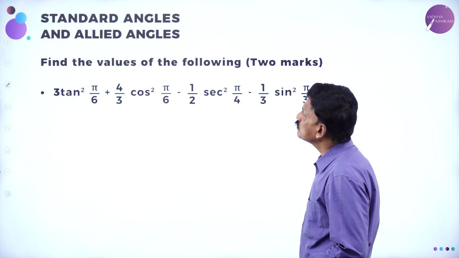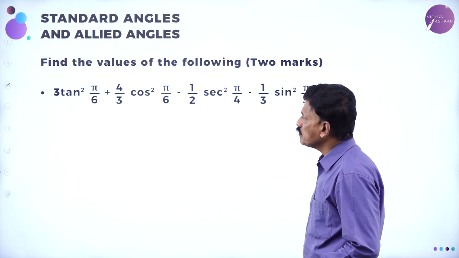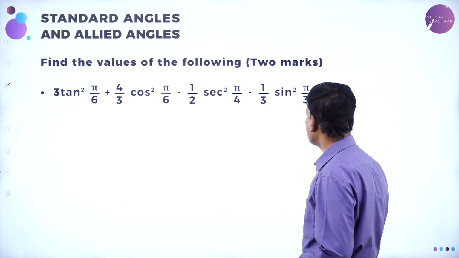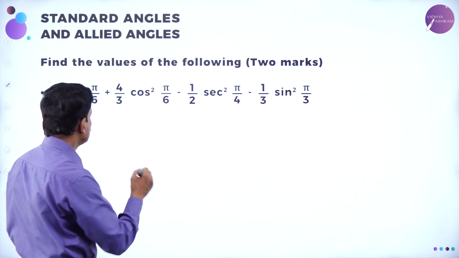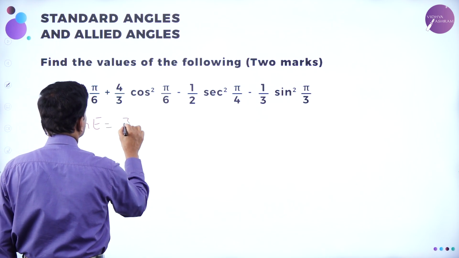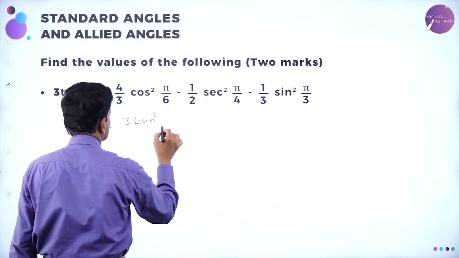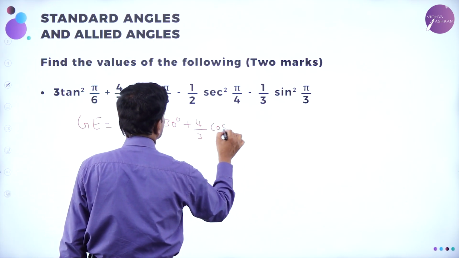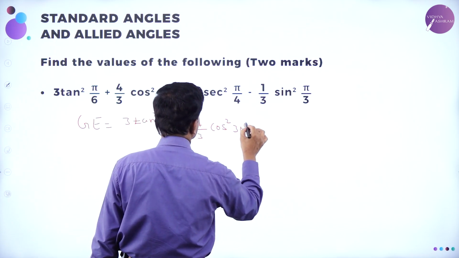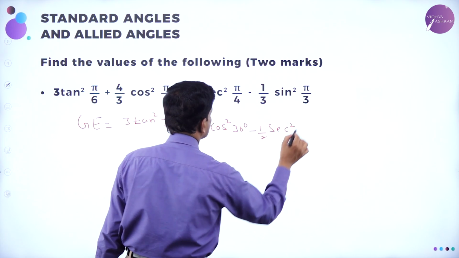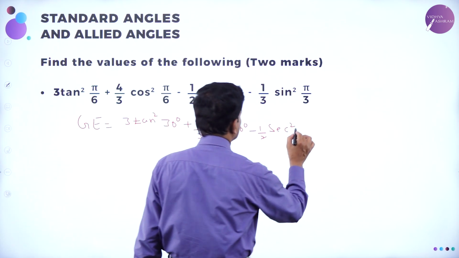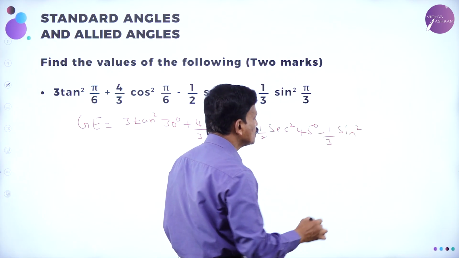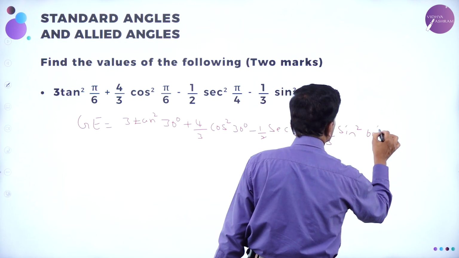Now move on to the next problem. Find the value of 3 tan square pi by 6 plus 4 by 3 cos square pi by 6 minus 1 by 2 secant square pi by 3 minus 1 by 3 sin square pi by 3. Now, the given equation can be written as 3 into tan square pi by 6. Pi by 6 is nothing but 30 degree, plus 4 by 3 into cos square, again pi by 6 is nothing but 30 degrees, minus of secant square. What is pi by 4? 45 degrees, minus 1 by 3 sin square pi by 3. Pi by 3 is nothing but again 60 degrees.